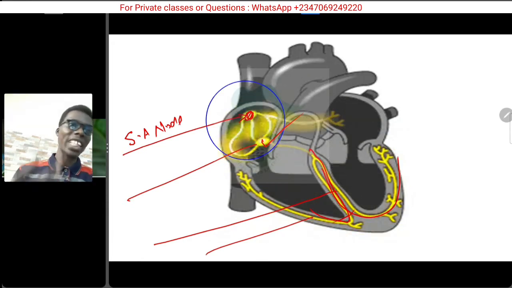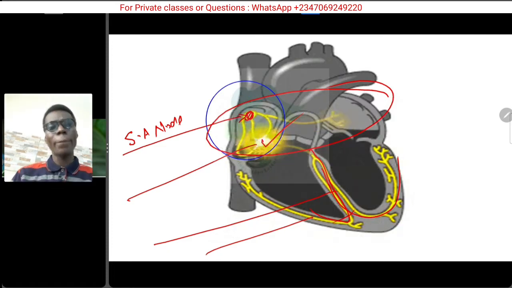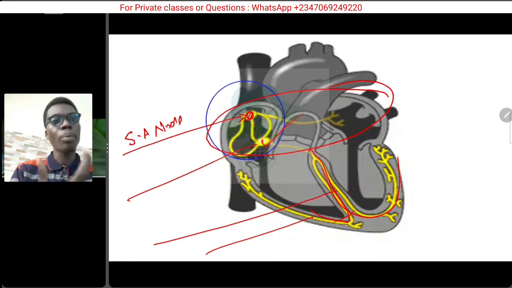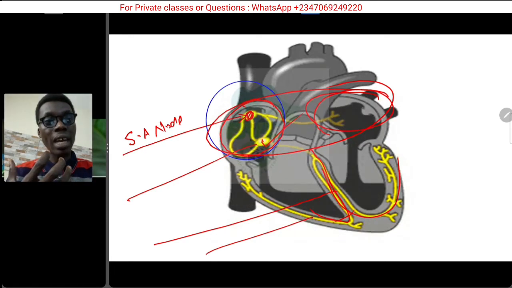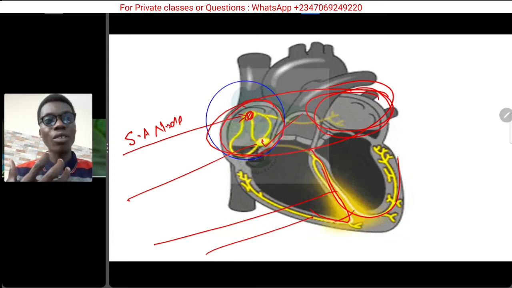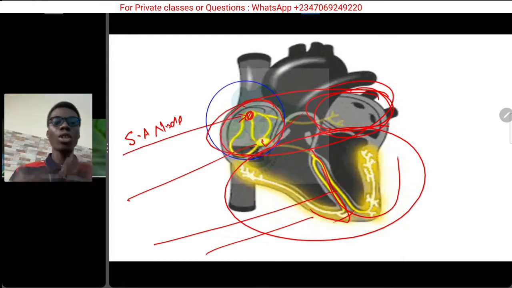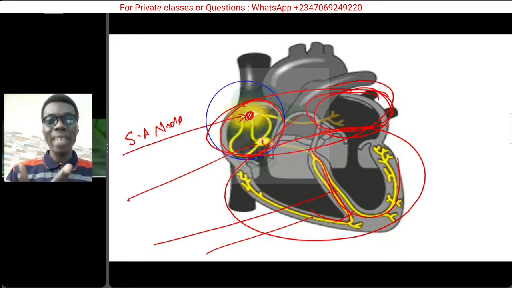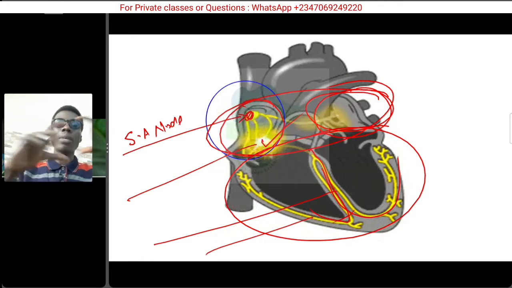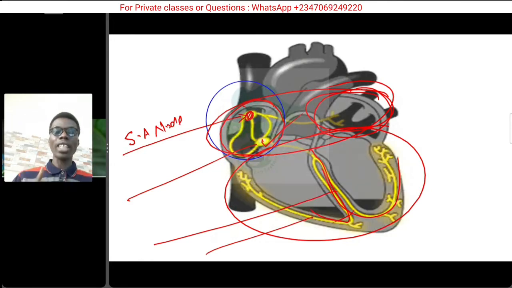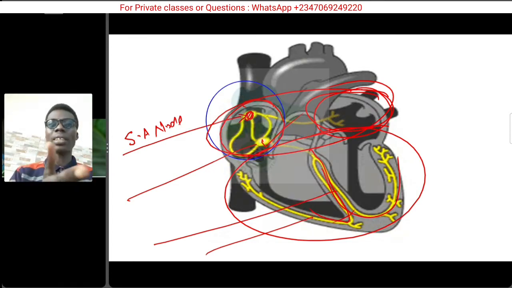And that explains why these two contract first. Why? Because the impulse gets to the left atrium together, then afterwards it goes to the ventricles. Because the initiation of the electrical stimulation comes from the right atrium to the left atrium, the two of them contract first, then it sends the impulse to the ventricles, then the ventricles contract. You can see that right there, so to say.